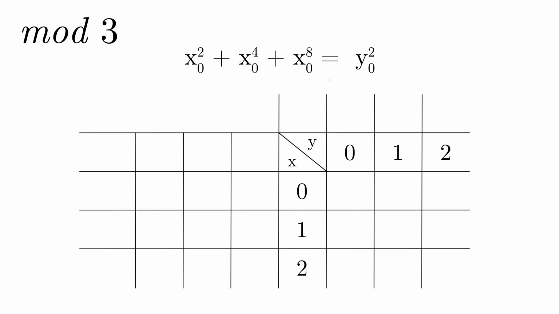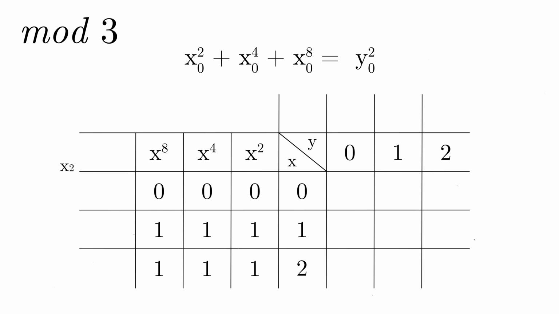If x is 0, then so is x squared, x to the 4, and x to the 8. If x is 1, then x squared is 1, and so is x to the 4 and x to the 8. If x is 2, then x squared is 4. But remember, we're working mod 3, and 4 mod 3 is just 1. To find x to the 4, we can just square x squared, so that also equals 1. And squaring again, x to the 8 equals 1.